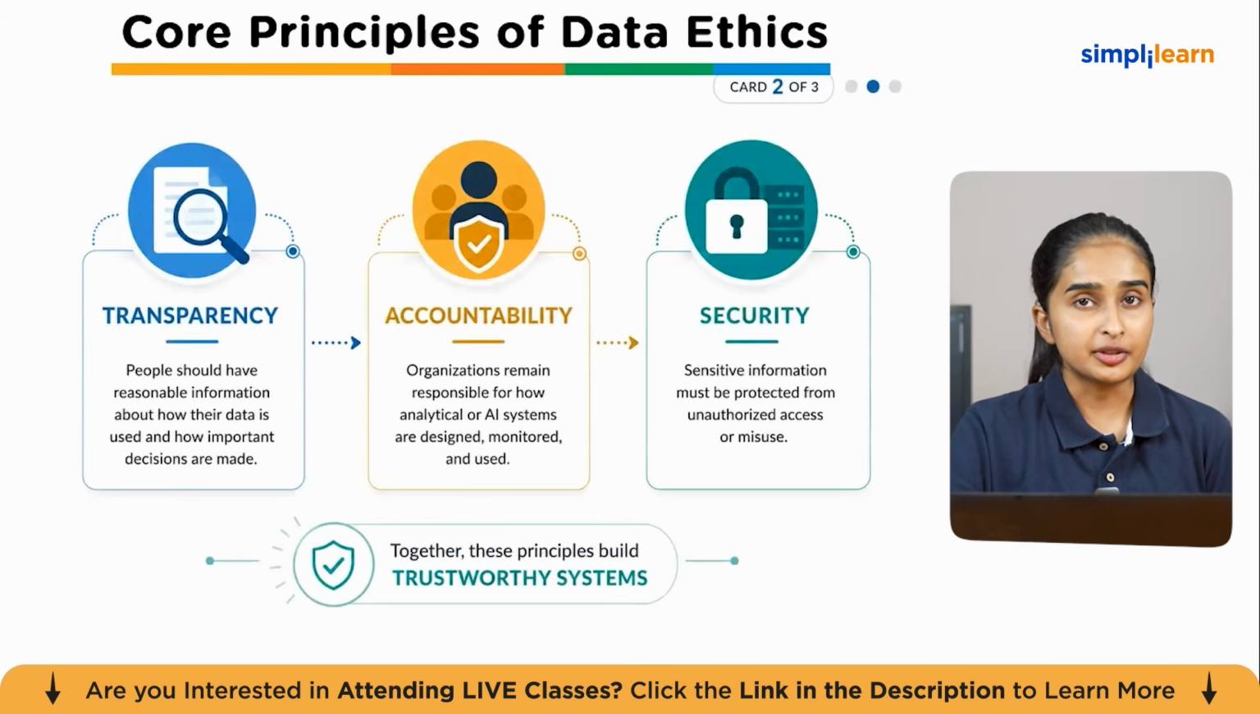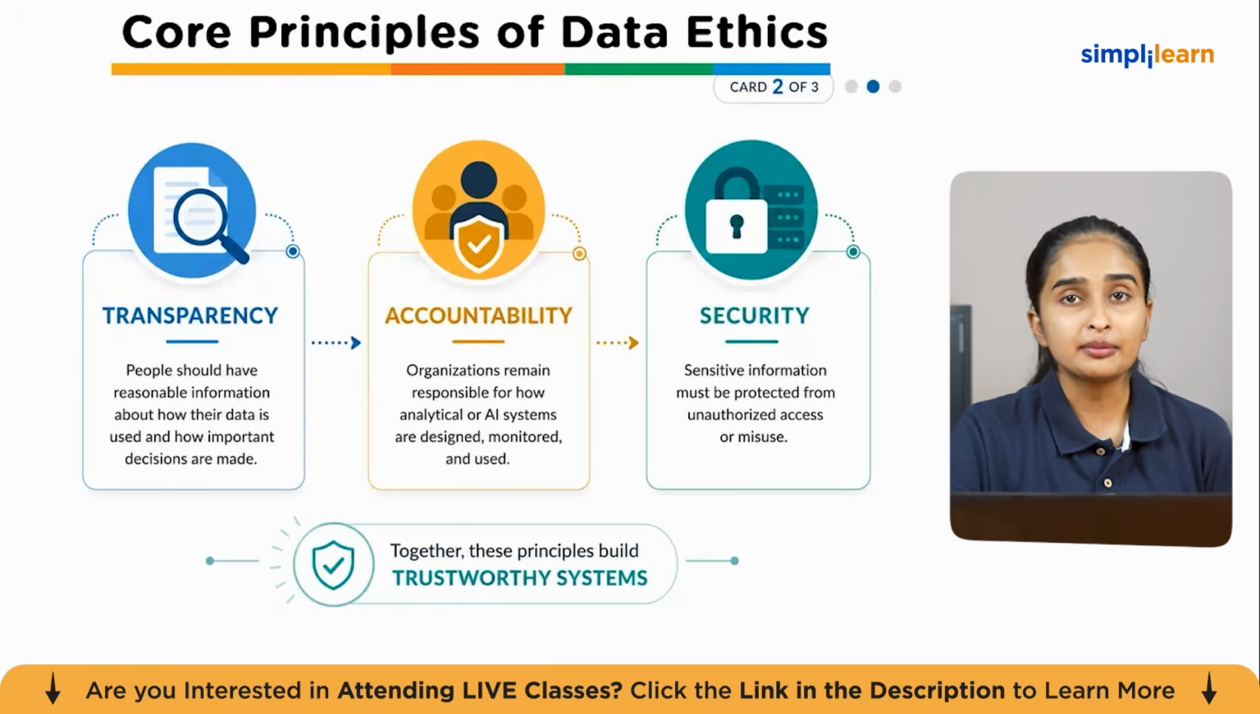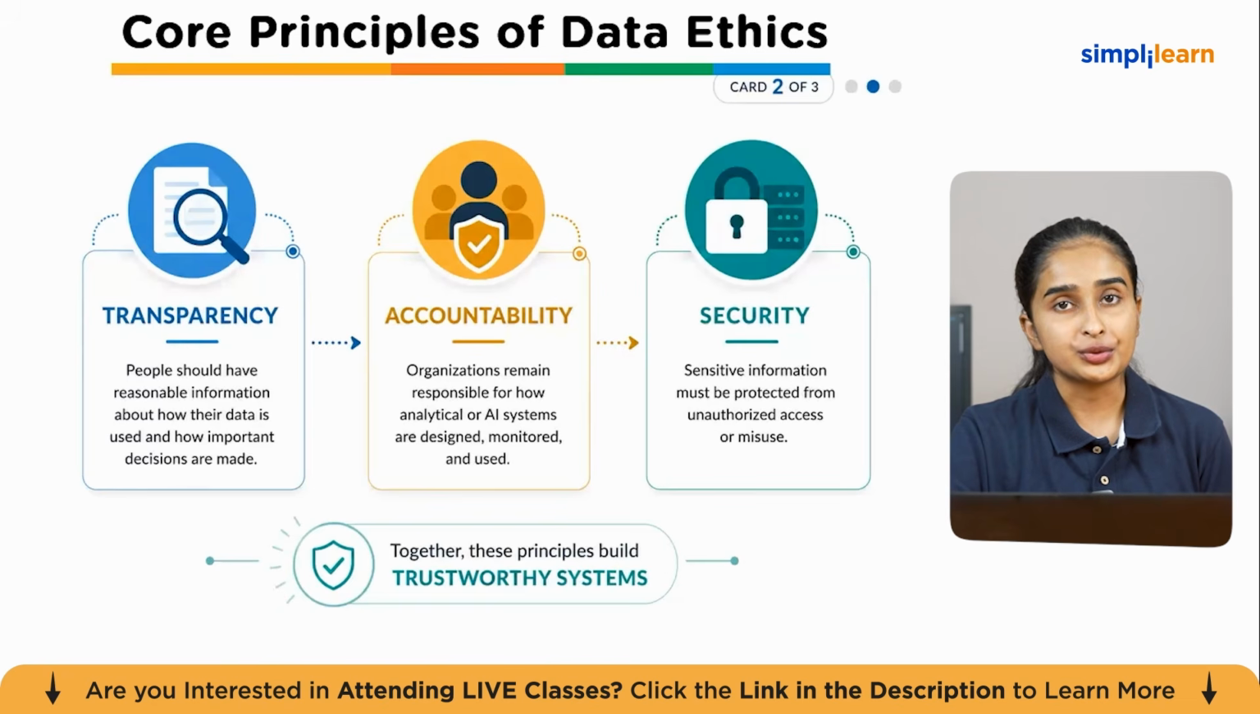The third is transparency. People affected by a system should have reasonable information about how their data is being used and from where it is appropriate, how important decisions are being made, and so on. The fourth is accountability. If an organization builds or uses an analytical or AI system, responsibility cannot simply be shifted to an algorithm when something goes wrong. Someone must be responsible for how the system is designed, monitored, and used. Another principle is security, because collecting sensitive information creates a responsibility to protect it from unauthorized access or misuse.